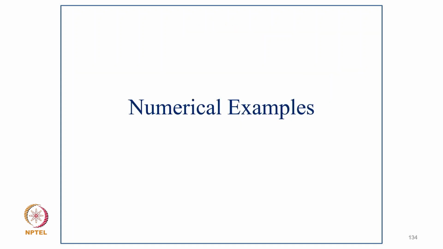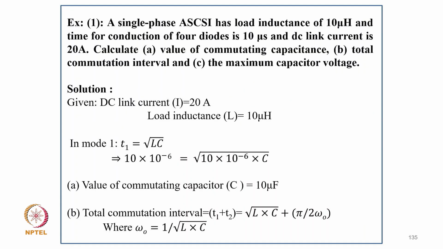Now coming to numerical examples. Taking the first example, a single phase auto sequential current source inverter has an inductance of 10 microhenry, the time for conduction of 4 diodes is 10 microseconds, and the DC link current is 20 ampere. Calculate the value of commutating capacitance, the total commutation interval and the maximum capacitor voltage. Given DC link current 20 ampere, load inductance 10 microhenry. In mode 1, T1 equals under root LC, so 10 microseconds equals under root of 10 to the power minus 6 into C, and the value of capacitance comes to 10 microfarad.